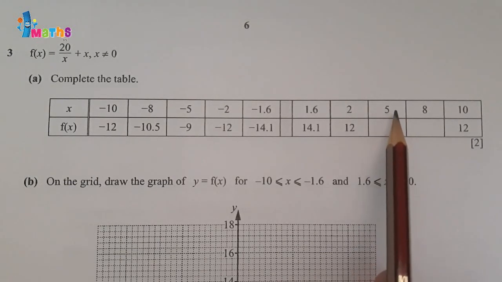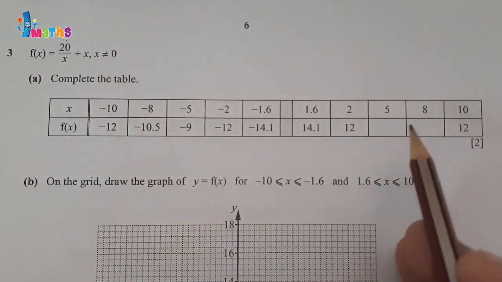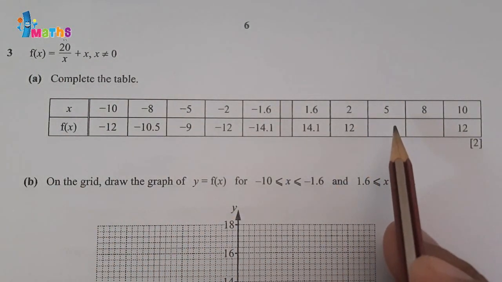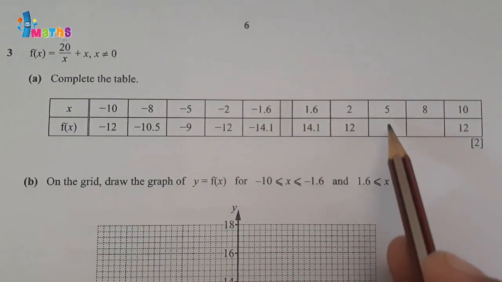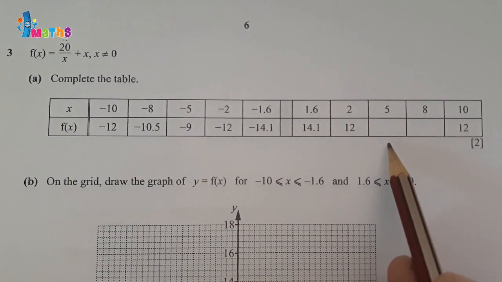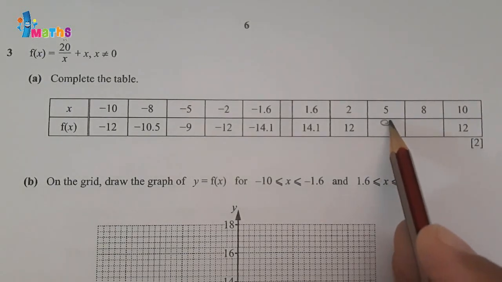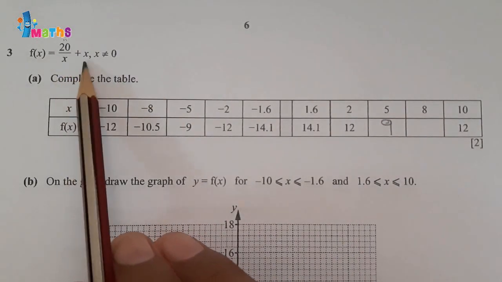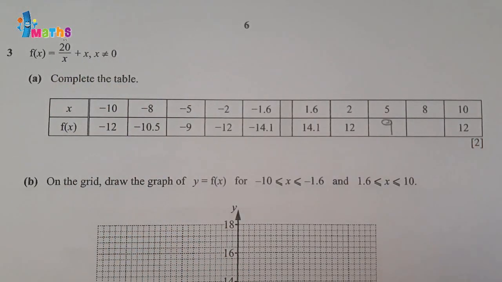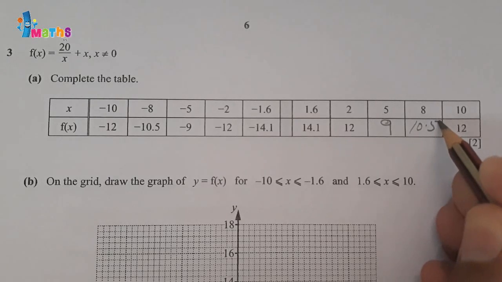We will replace x with 5 in the given equation, and with the help of a calculator we can find the value: 20 over 5 plus 5, the value will be 9. Similarly, when we replace x is equal to 8, 20 over 8 plus 8 will be 10.5. We can use a calculator to find these two.